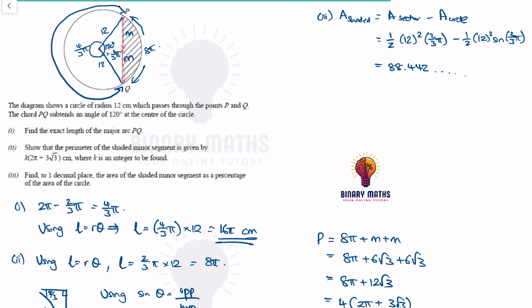Okay, area of the circle. Next we need to work out the area of the circle, because we need to work out the shaded area as a percentage of the area of the circle. So area of circle is pi r squared, which is equal to pi times 12 squared, which if you put into your calculator, you end up getting 452.389.